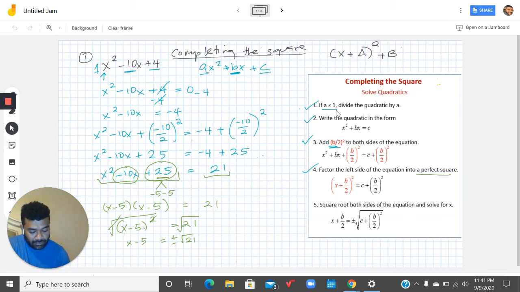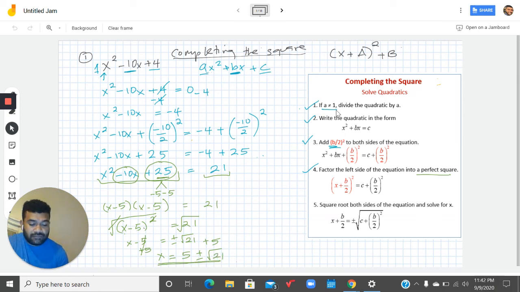Now I need to solve for x, so I have a minus 5. To remove the 5 from the left, I add 5, and then I add 5 to the right. So it will cancel out. Negative 5 plus 5 gives me a 0, so I will be left with x equals a positive 5 plus or minus square root of 21. And that is our final answer.